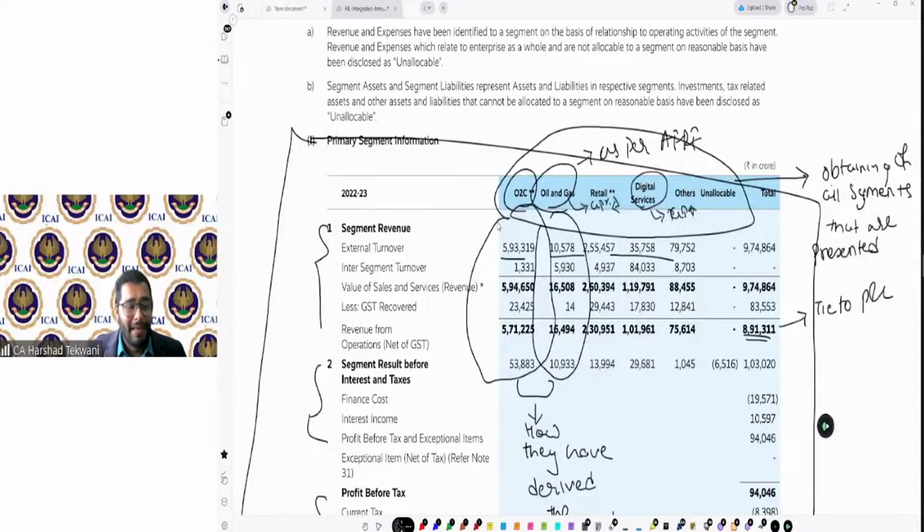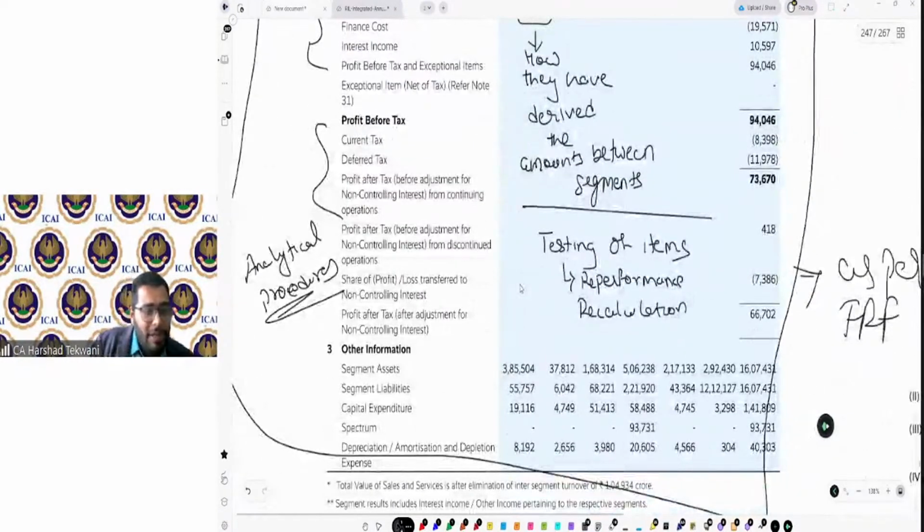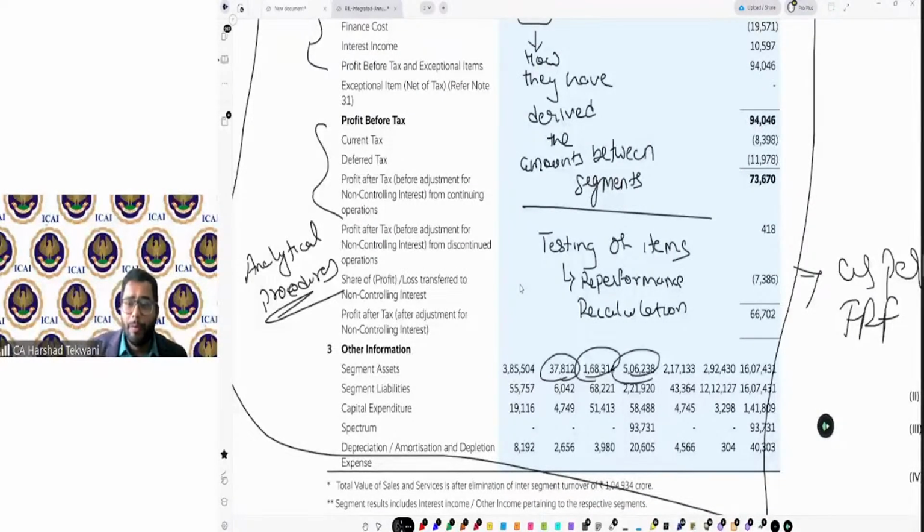Let's say, for example, oil and gas. Oil and gas would be having higher turnovers compared to retail or otherwise. It may happen that oil and gas is having higher capital intensity, higher assets compared to digital. So accordingly, I need to see what the segment asset allocation is to all the categories. By doing analytical procedures, I need to check whether it is matching, whether it is on similar lines. That is my expectation. Based on my expectation, if yes, then fine.